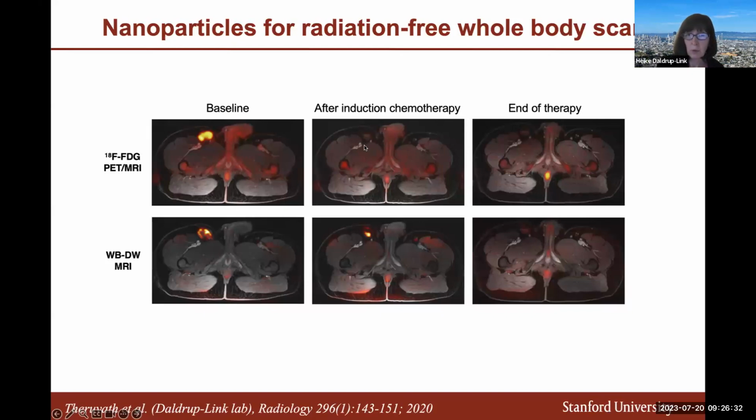After induction chemotherapy, you see that the metabolic activity of the tumor is not there anymore. There's a complete metabolic response. However, we still see some restricted diffusion in this area. And then at the end of therapy, both imaging modalities show a complete response.